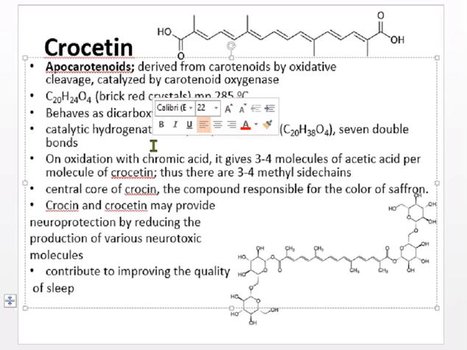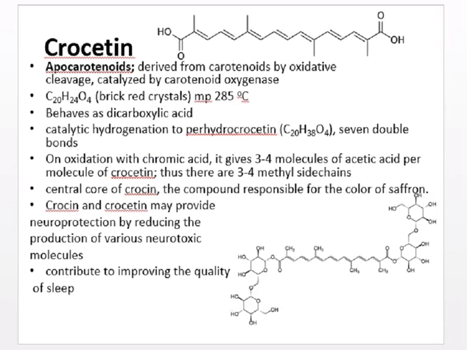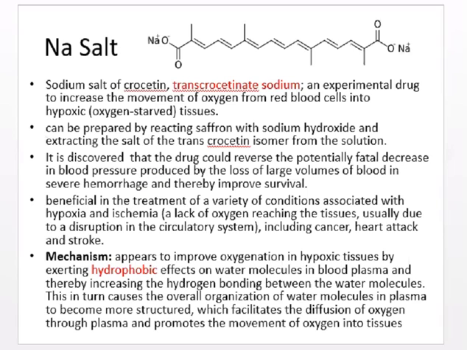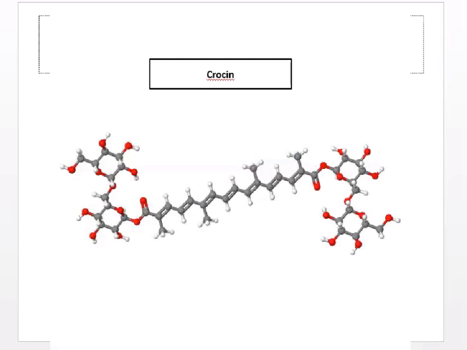Crocin and crocetin may provide continued improvement in the quality of sleep. So how the saffron is working for it, it is not just an extra knowledge, and then this is a structure of protein, and this is all finished for today. Any question?